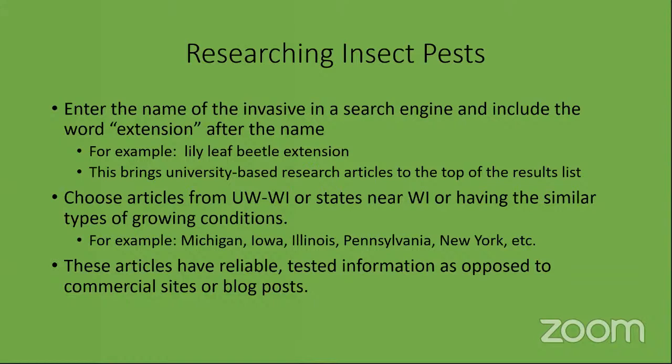And so you don't have to go down pages and pages and pages to find something that's really relevant, well-researched, and you know that it's going to work. Then you're going to get a list of articles from different universities and states all around the United States. Look for articles from UW Wisconsin or states near Wisconsin or that have a similar type of growing conditions. For example, Michigan, Iowa, Illinois, Pennsylvania, New York, they're kind of in the same growing zone and have similar types of plants and things. And articles from those states are likely to be valid also for Wisconsin.